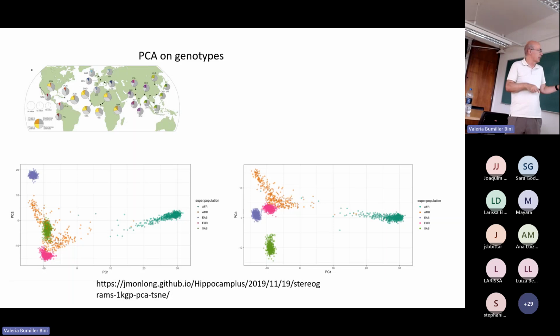So now we have this space, but of course we have many other dimensions. We can compute as many principal components as we like. So now this is PC1 versus PC3, and we see that what's appearing here that was not there before is probably the Native American component, because it's found mostly in the Americas. Not all the individual samples in the Americas carry these values, but still.